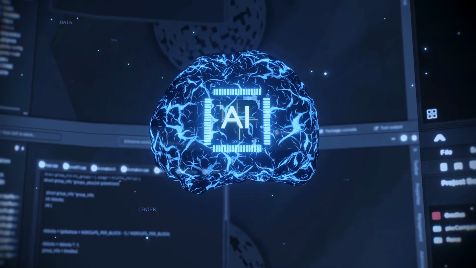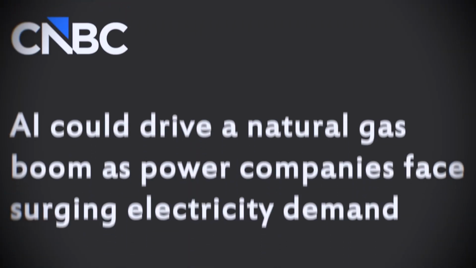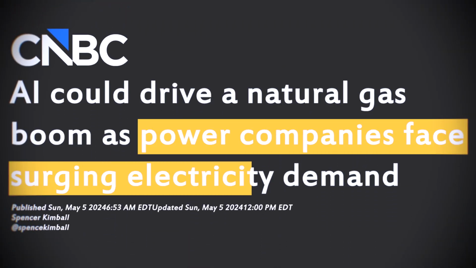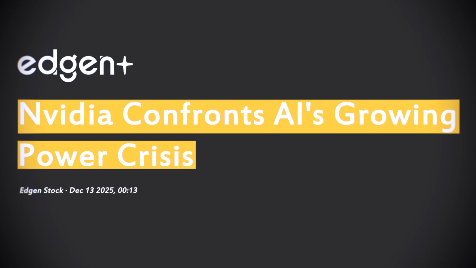Artificial intelligence does not run on algorithms. It does not run on code. AI runs on electricity. And for the first time since the AI boom began, power, not chips, is emerging as the most serious constraint facing Nvidia and the entire AI ecosystem.